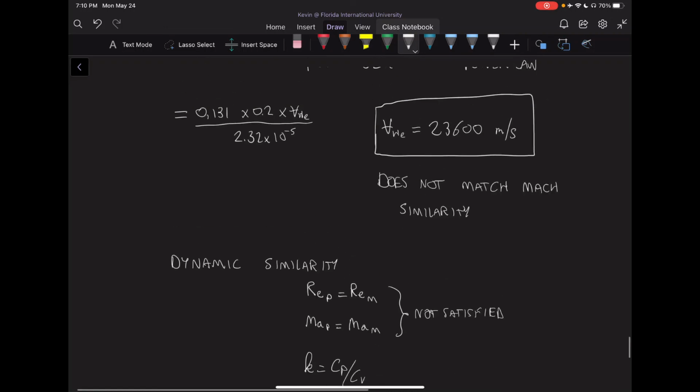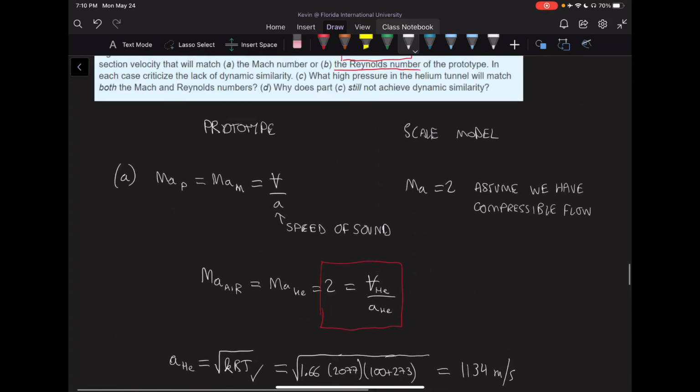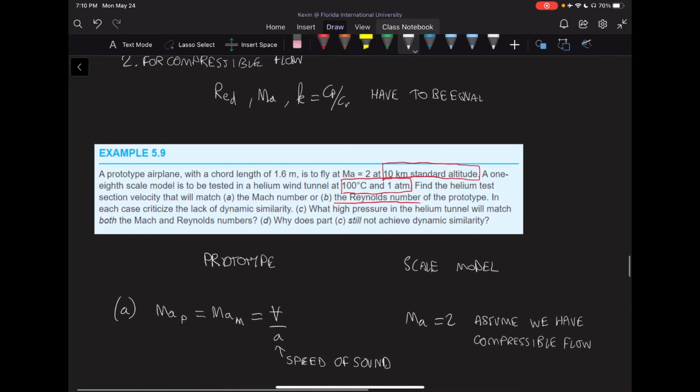Now in the last part of our problem, we are asked what high pressure in the helium tunnel will match both the Mach and Reynolds numbers. So let's try and solve how we would do this.